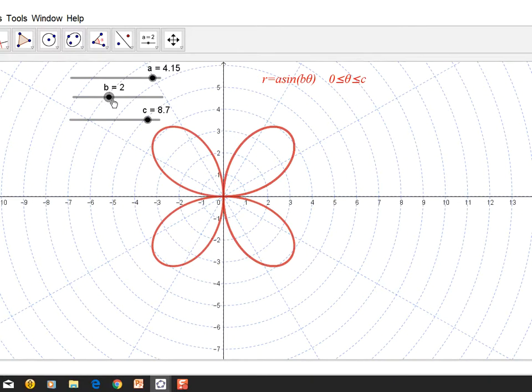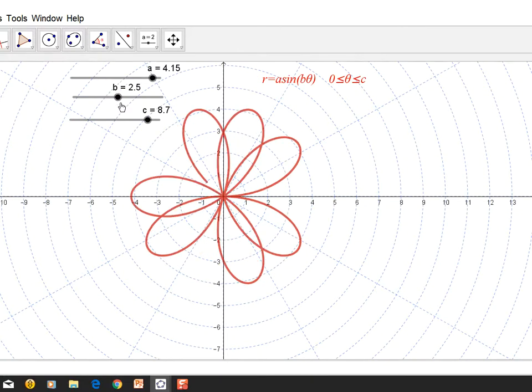So the value of theta really looks at whether we get repetitions as well in the graph. There we are. There we've got round there to C is equal to 10, and it's still not completed the full pattern. You might like to think about why that is and how many petals you would achieve on that.